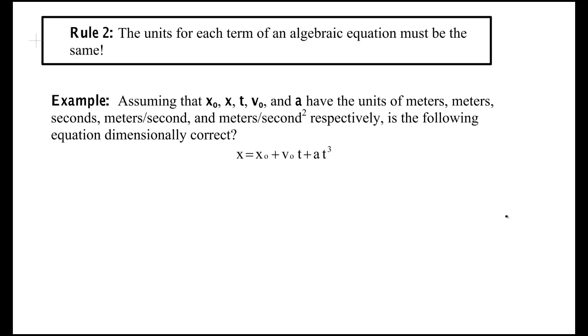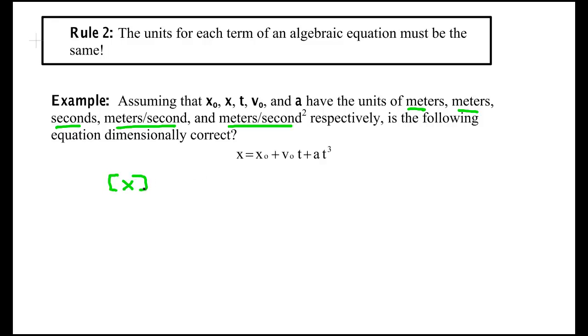The units of each term of an algebraic equation must be the same. If I'm going to count up the number of apples, and I add 3 apples, then I'm going to add up some more. Each term I'm adding has to be apples. So when I'm looking at x naught, x, t, v naught, and a, x and x naught have the units of meters. t has the units of seconds, v naught has the units of meters per second, and a has the units of meters per second squared, and I'm given this equation. And I want to see if this equation might be right.